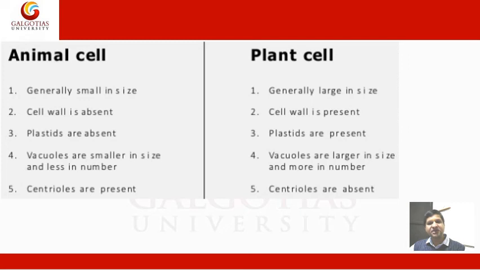Next is the difference between animal and plant cells. Animal cells are generally small in size, but plant cells are large in size. Cell wall is absent in animal cells, but in plant cells it is present. Plastids are absent in animal cells, but in plant cells plastids are present. Vacuoles are smaller in size and fewer in number in animal cells, but in plant cells vacuoles are larger in size and more in number. Centrioles are present in animal cells, but in plant cells centrioles are absent.